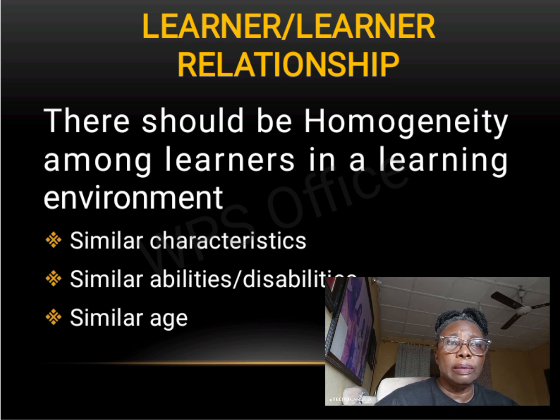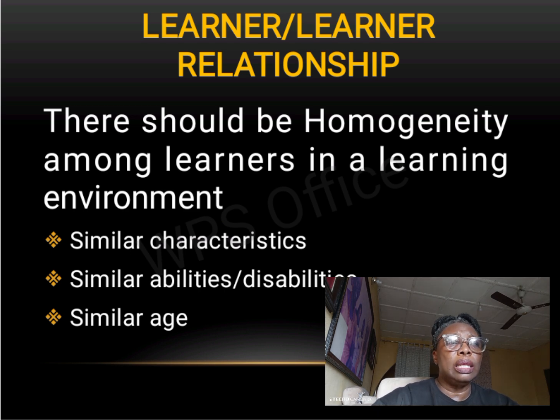What about age? If we have students that are similar in age, then the likelihood is that they have a particular mental ability. We have 2 year olds or 3 year olds, we know how we are going to teach them. But if we have 2 year olds and then we have 18 year olds in the same classroom carrying out the same activities, then it becomes a problem. So, similarities in characteristics, abilities, disabilities, and age are very important among learners.